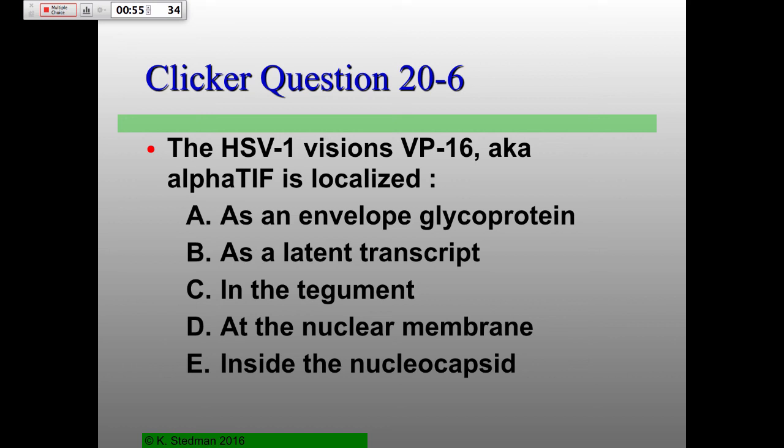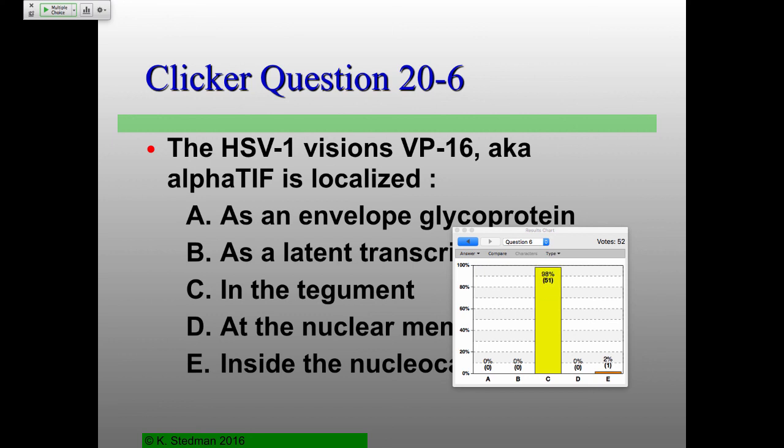Say nothing like spell check for you. I did put in virion. I'm sure I put in virions. But virions, virion. Actually meant visions. Visions of VP16. Somebody's trying to mess up my statistics and make George look good.